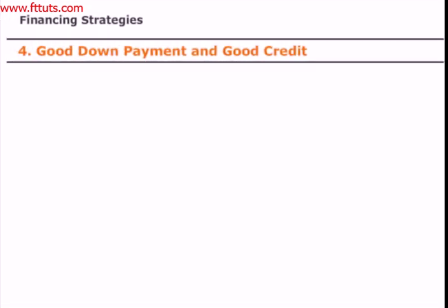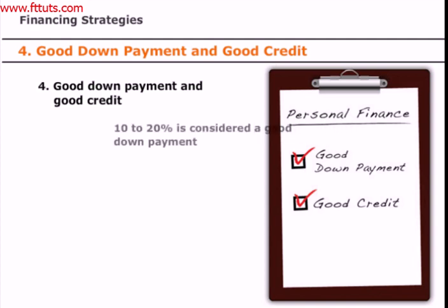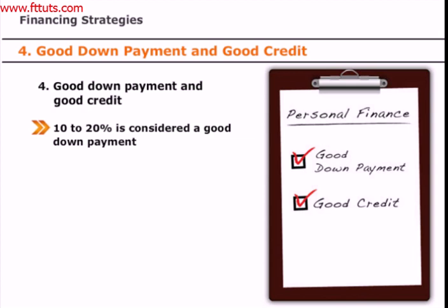If you find yourself in the situation where you have good credit and a good down payment, then the options are essentially limitless. There is no reason why you will not make money investing in real estate. Lenders typically consider anything between 10 to 20% of the purchase price a good down payment.